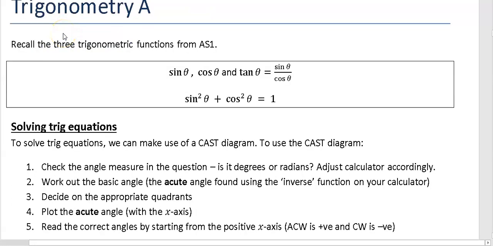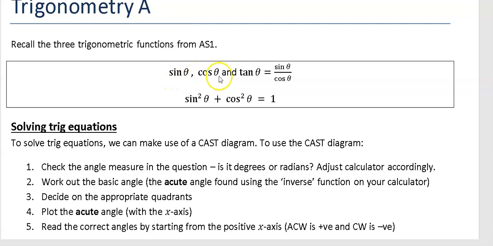Okay, in this video we're going to be looking at trigonometry. This is for your CCA A21 module. The first bit of this is really just a recap of what we did last year when we were looking at our AS1. So first thing is a couple of formulas which we should know from last year.